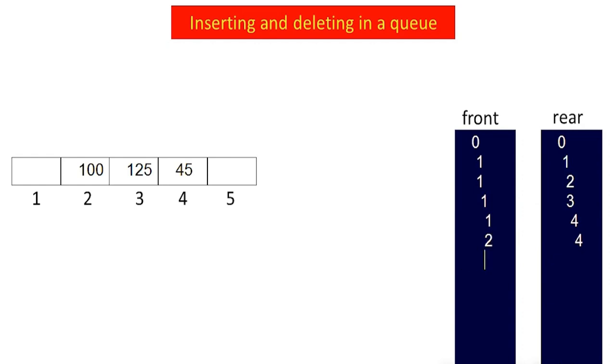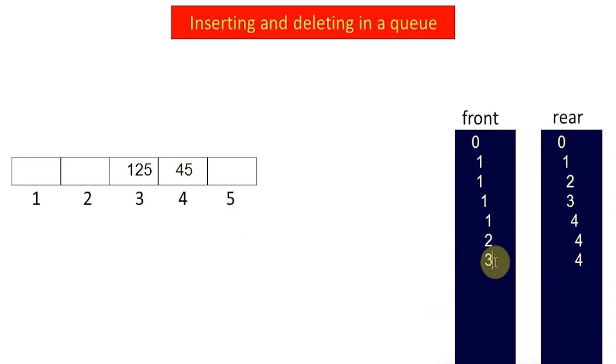Again, I am going to delete another element. Because now the value of front is 2, I will go to the element at subscript number 2 and delete it. I will increment the value of front by 1 because deletion has taken place. As far as the value of rear is concerned, that will remain intact. That will be 4 only. And it will go on like this.